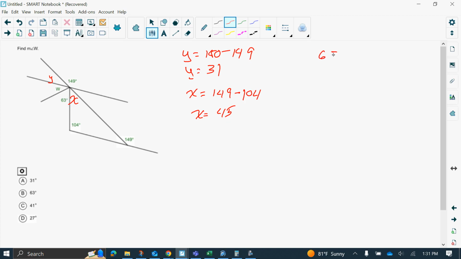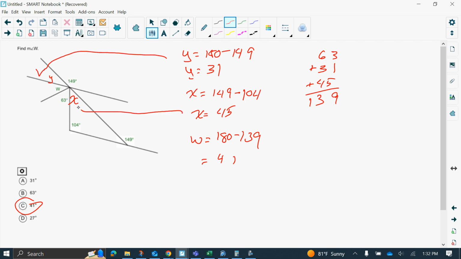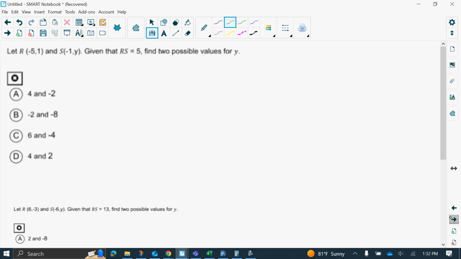And so 63 plus 31 plus 45. That's 8, 9, 139. And so W equals 180 minus 139. Well, that's 41. Okay. Nice, simple, to the point. Find that one, find that one, in order to find that one.